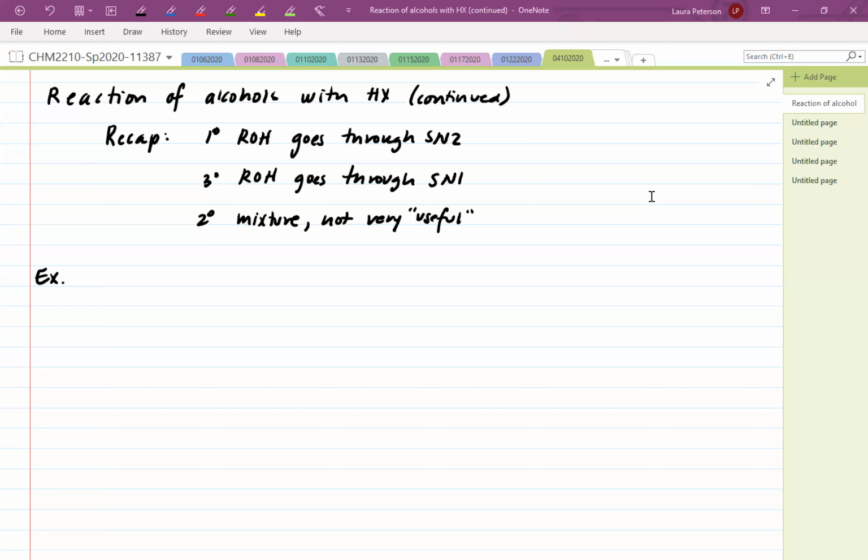Okay, so I just want to look at two example reactions, one of a primary, one of a tertiary, and then we'll talk about an alternative way to make alkyl halides from alcohols. Okay, so in our first example, let's look at this structure. We're going to take this primary alcohol, and in this case, we'll react it with HBr. So remember, we'll first protonate the alcohol to turn it into a good leaving group, which would be water, and then our bromide could come in and attack and do the SN2 mechanism.